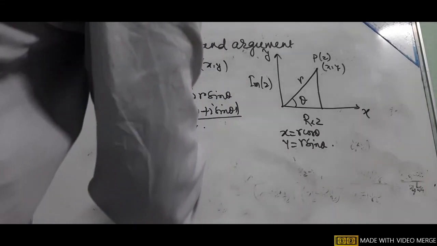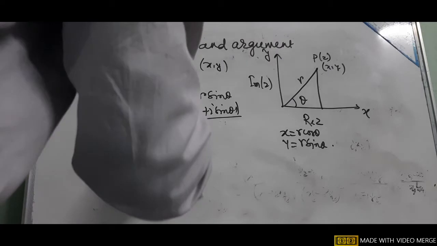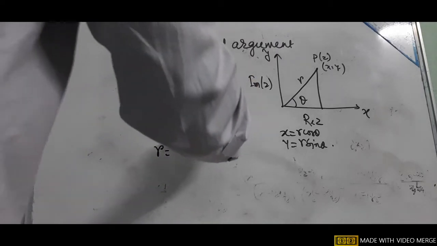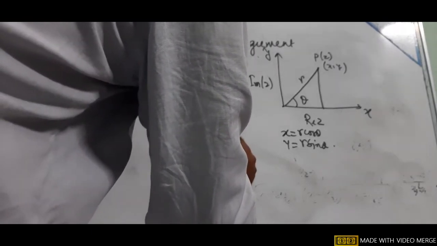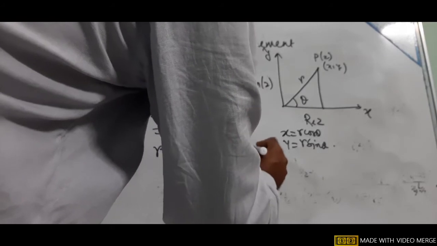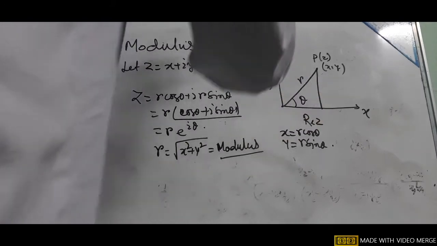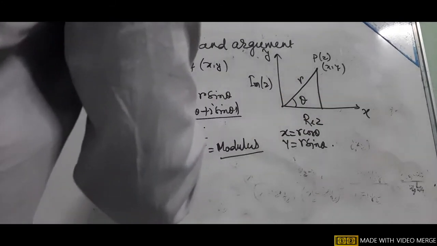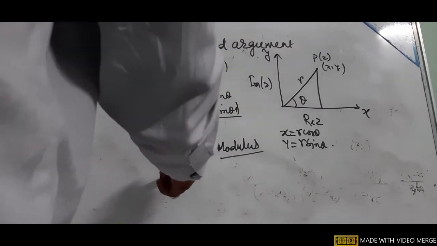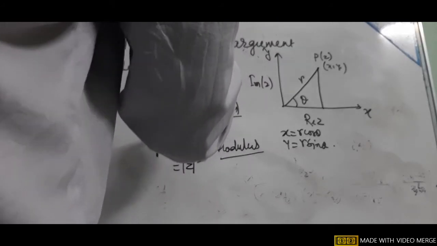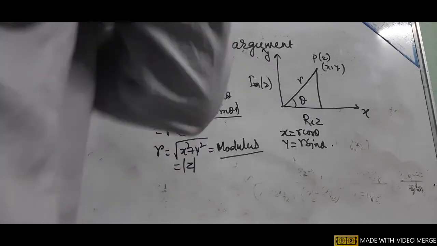So this r is the radius vector from the origin to the point in the complex plane. R is the modulus of the complex number, and that is equal to root over x square plus y square. The modulus of the complex number is the square root of x square plus y square, and it is represented by mod z. So the modulus of the complex number is found by this formula. If you know x and y, then the square root of x square plus y square gives the modulus of this complex number.